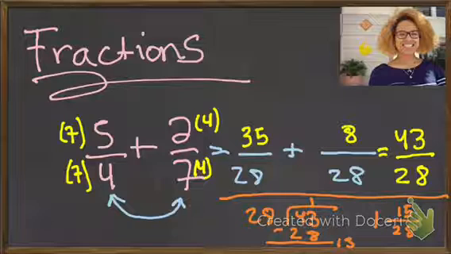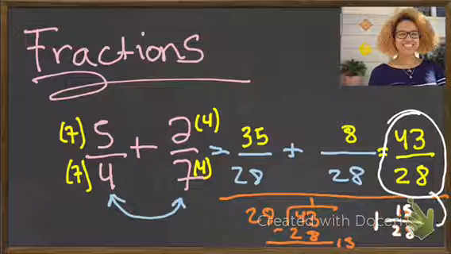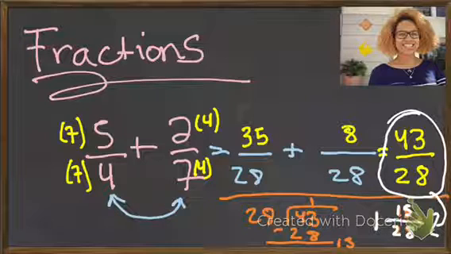So now this 43 over 28 changes to 1 and 15 over 28. And sometimes you are able to simplify 15 over 28. But in this case, 15 only reduces by 3 and 5, 28 by 4 and 7. So no common factors. So your final answer is 1 and 15 over 28 if you were asked to change this improper fraction to a mixed number. Okay? Now let's look at another example.